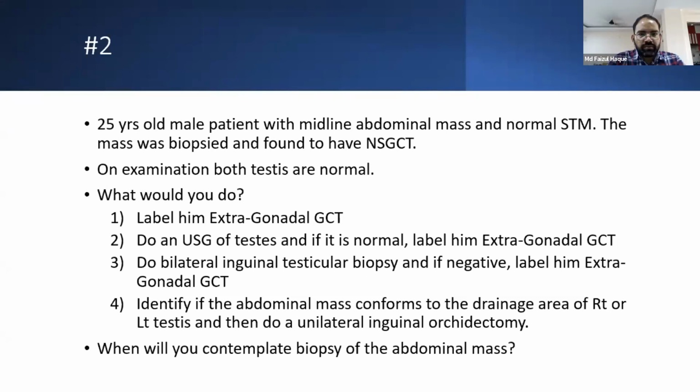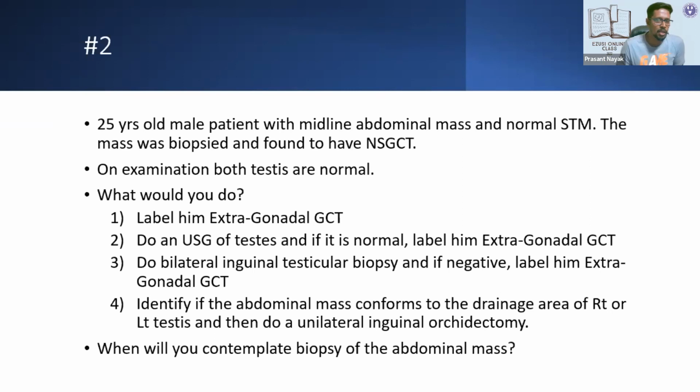Can Dr. Jayed answer this? I'll identify if the abdominal mass conforms to the drainage of the left testis and do a unilateral inguinal orchidectomy for that patient. Okay. Any other answers? Sir, for this patient, we have to consider two scenarios. One is the patient might have an extragonadal GCT, and two, might have a burnt out testicular mass. So we have to look for extragonadal sites, and if the patient does not have an extragonadal site, then we proceed with chemotherapy, and after chemotherapy, at a later date we can plan to do a unilateral inguinal orchidectomy depending on the drainage pattern of the testis.